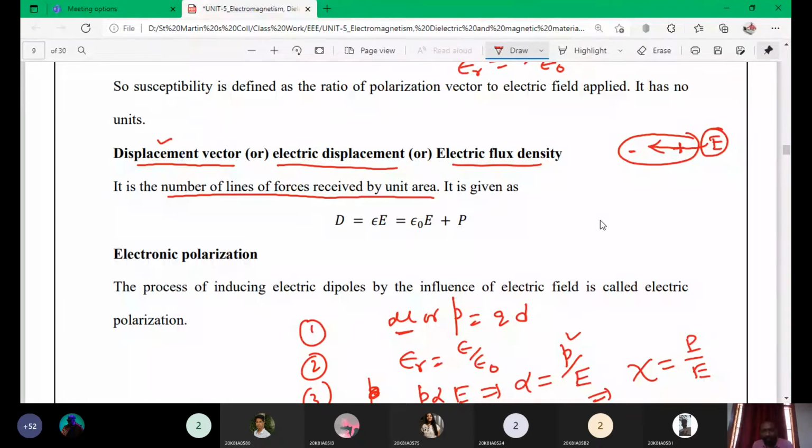It indicates the displacement of charges, explaining how the charges are displaced when you apply an electric field. Displaced means some charge is moved to some other place after a certain force. That is the word, displacement. Here you can write D equals epsilon into E, or epsilon naught E plus P. I will give you the derivation part later; for now let it be. I will derive it.